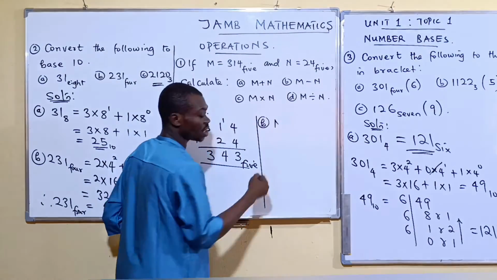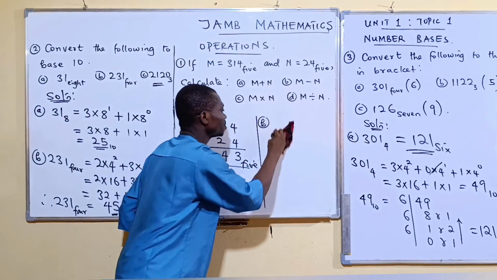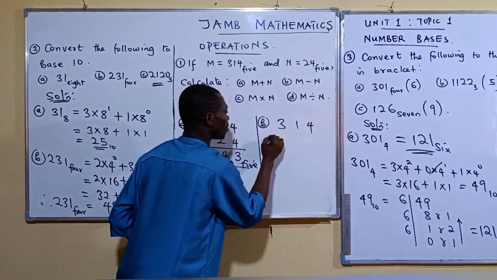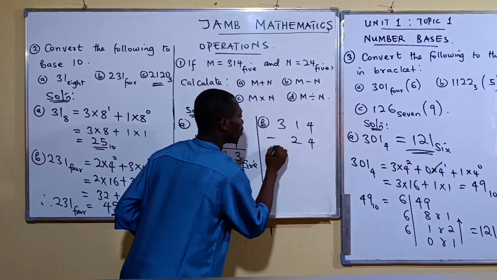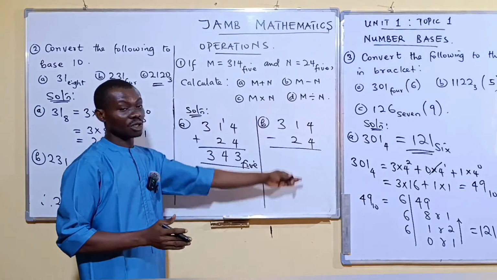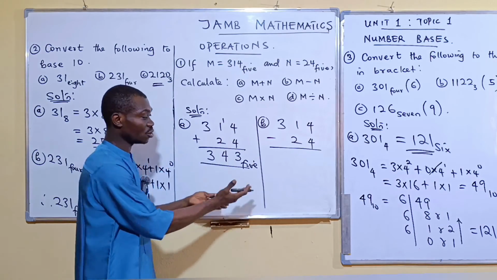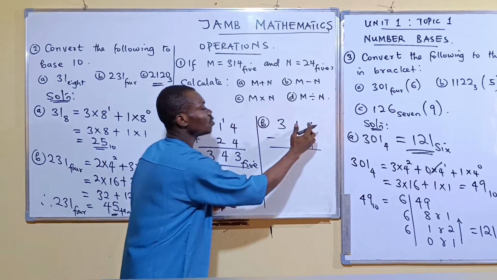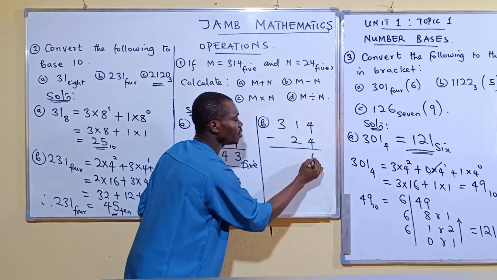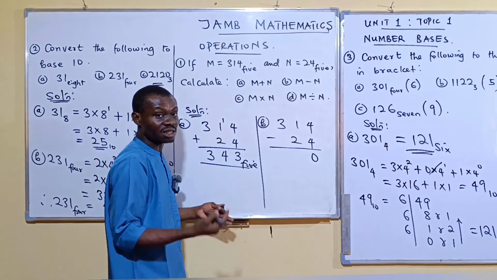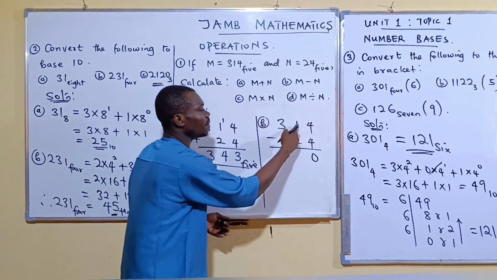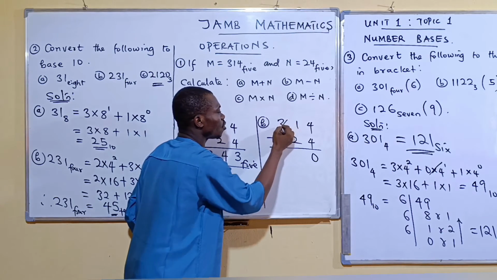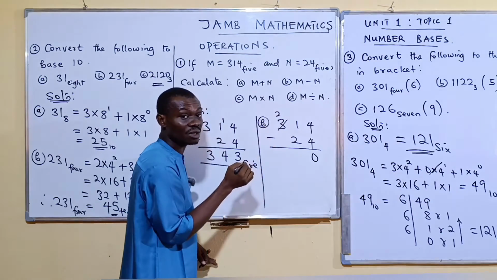So here we have m minus n, and our m minus n is 314 minus 24. The same method, you subtract like you do in base 10, but your sub-calculations, whatever answer you will write, will be in base 5. So 4 minus 4 is 0, so 0 is a digit in base 5, so you will write it. Number 1 minus 2, it can't go. What do you do? You borrow 1 from here, so you have 2 left.